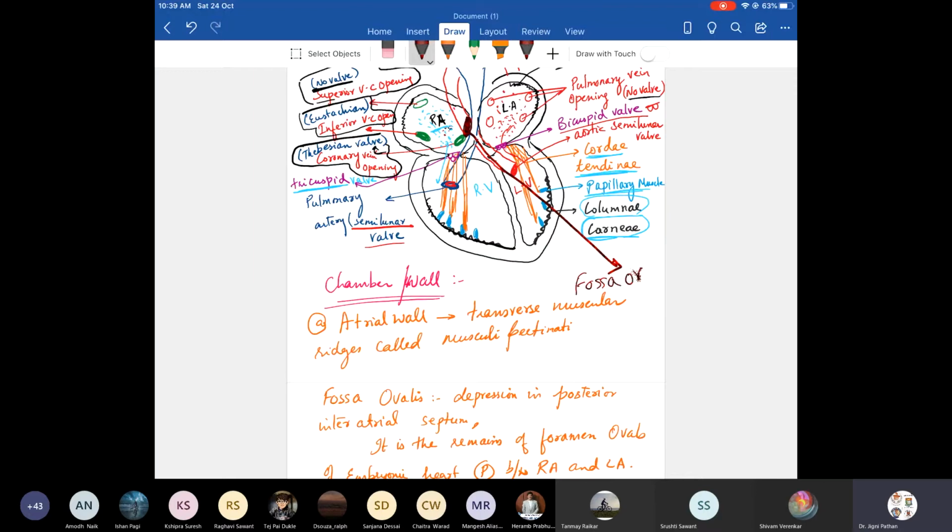Where is this foramen ovale present in the embryo? Between the right auricle and the left auricle. Between them there is a septum that divides the auricles, keeping the right auricle and left auricle separate. Onto which septum? Can you see the screen? Tell me first.